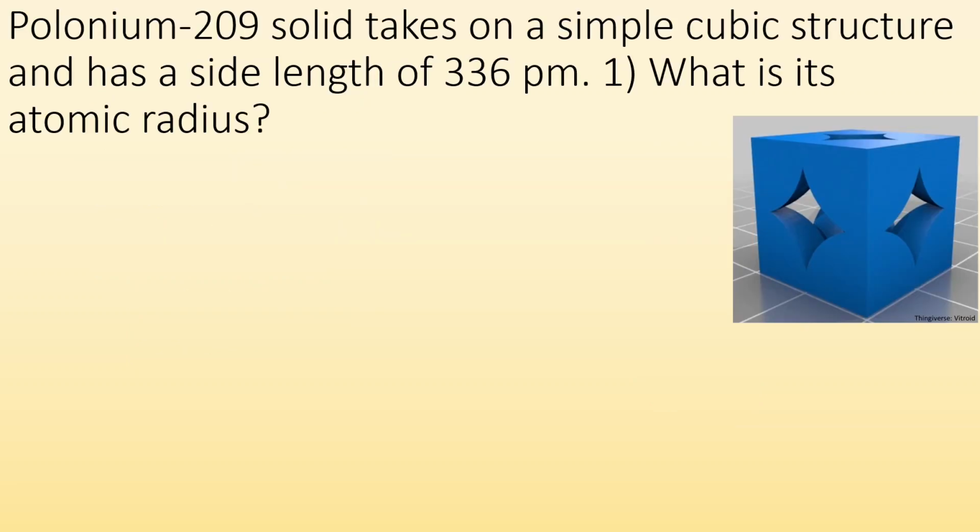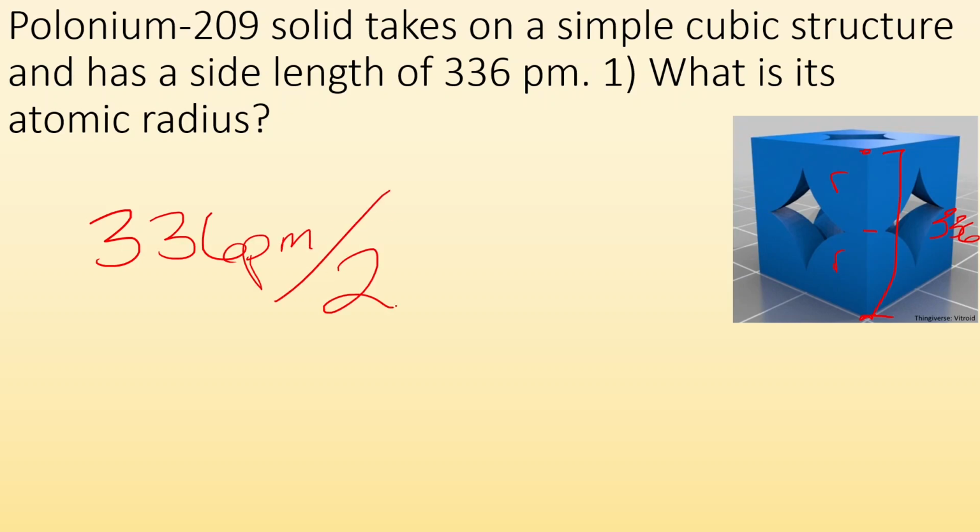Example problem: polonium-209 solid takes on a simple cubic structure and has a side length of 336 picometers. What is its atomic radius? Well, from this corner to that corner, there are 2 atomic radii. And it also told us that that length is 336 picometers. If we want the atomic radius, we do 336 picometers divided by 2 because it's 2 radii, and that gives us 168 picometers. That would be the atomic radius of polonium based on that data.